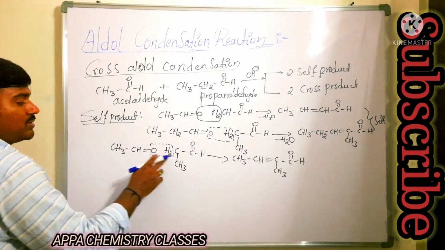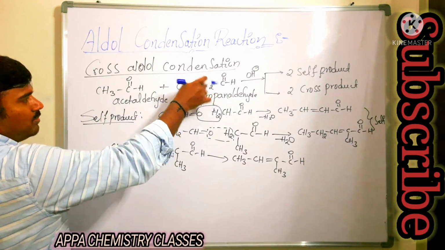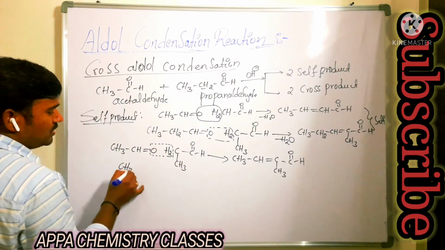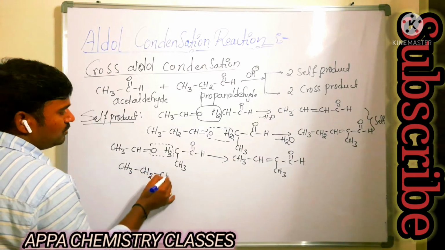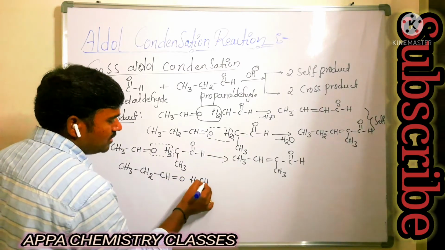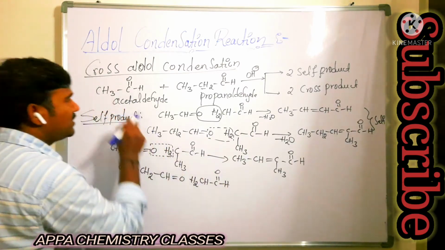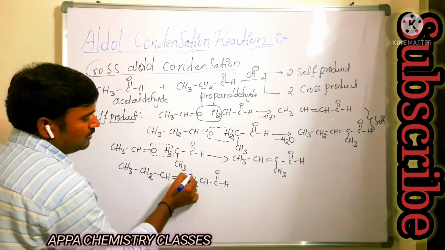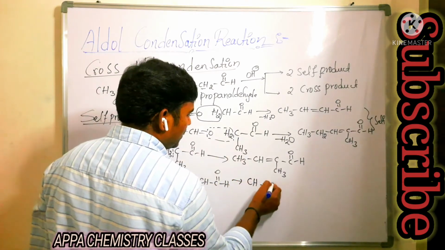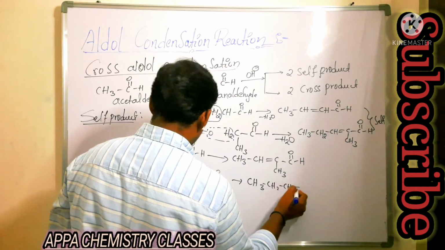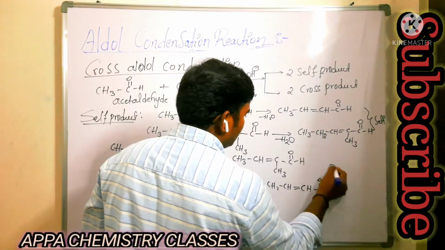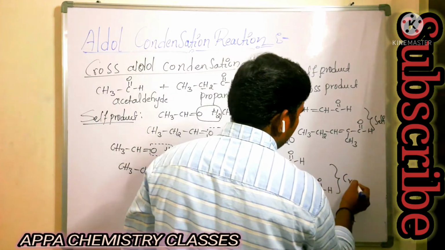Now in this case, the alpha carbon containing hydrogens are removed. We take the alpha carbon containing hydrogens, so CH3CH2CH=O, and here H2CH-CH=O. Now this acetaldehyde I am writing like this. Then it is removed as a water molecule. Now we get CH3CH2CH=CH-CH=O. These 2 are cross products.